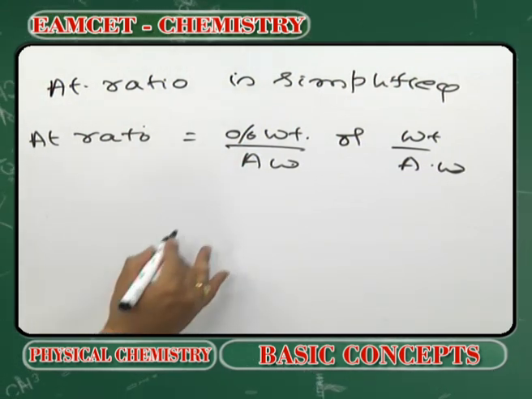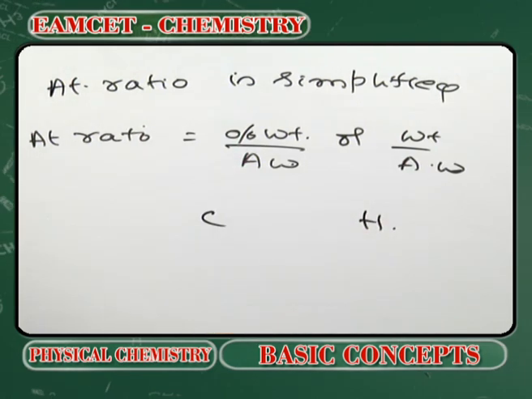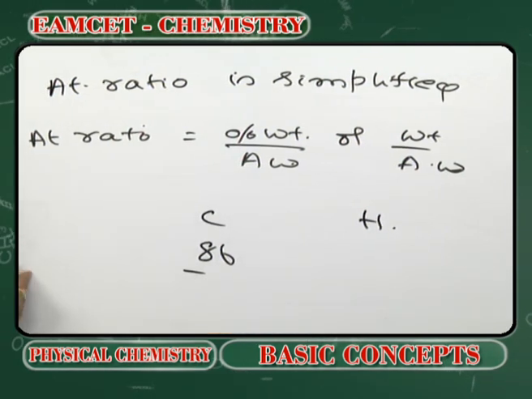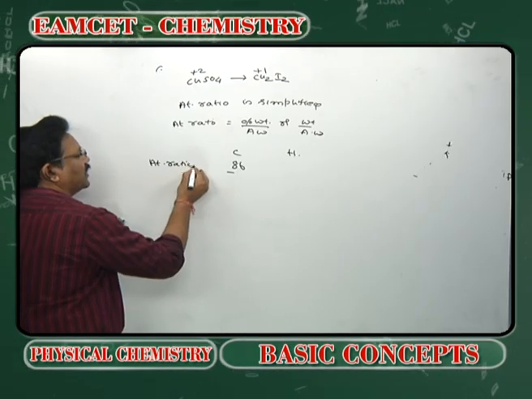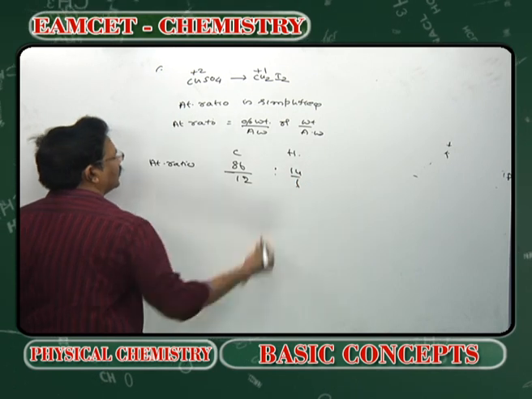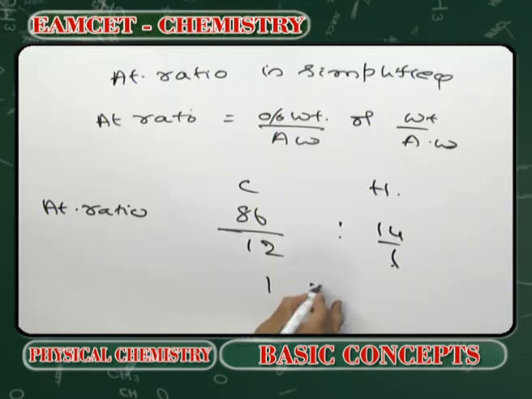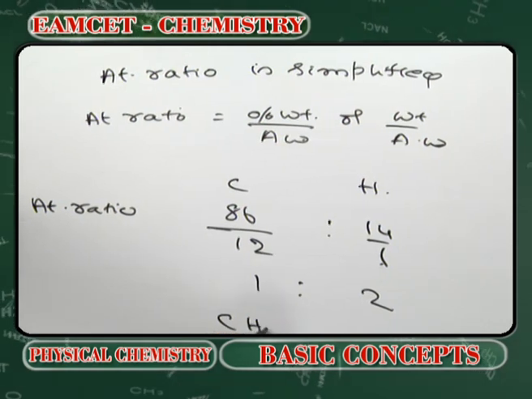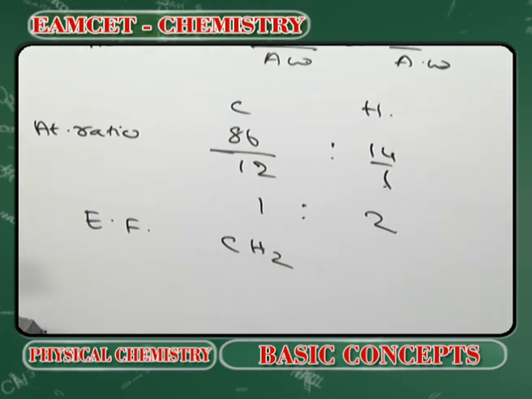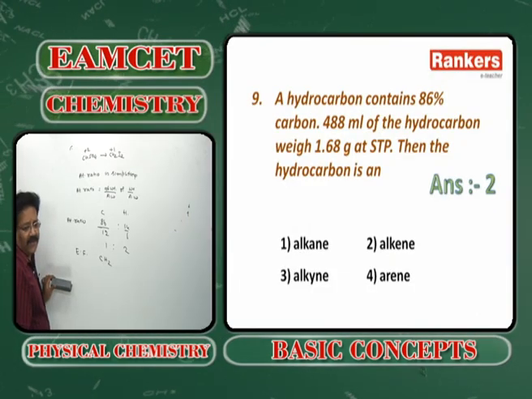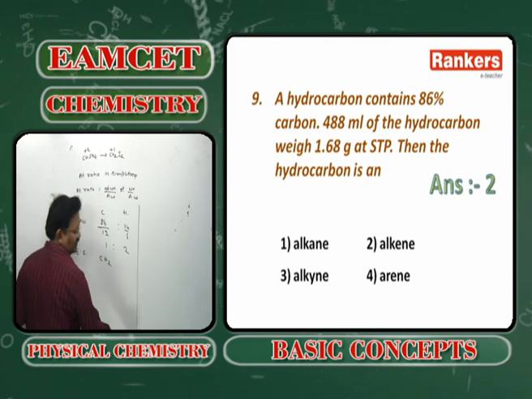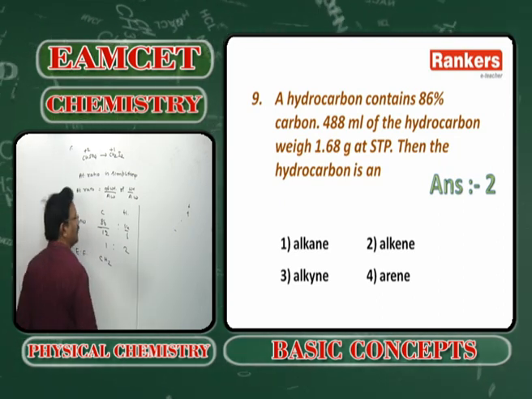Here what are the elements there? Carbon and hydrogen. What is the percentage of the carbon? 86%. So how to get the atomic ratio? 86 by 12 and 14 by 1. So it will be simply 1:2. So empirical formula is CH2. What is given? 488 ml of the hydrocarbon weighs 1.68 grams at STP. Then find the molecular weight.